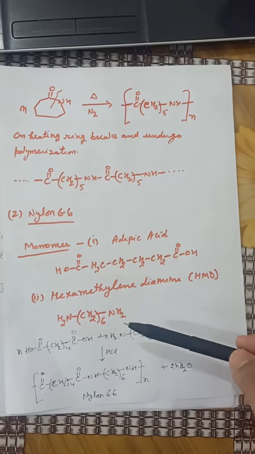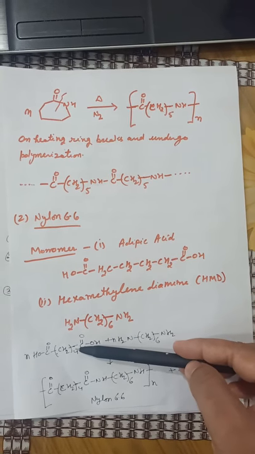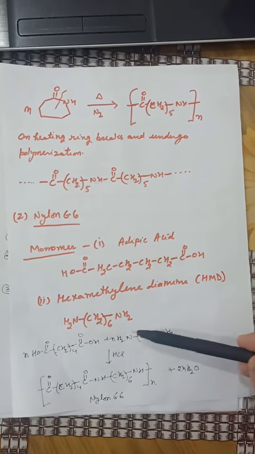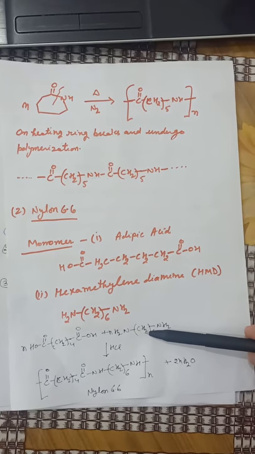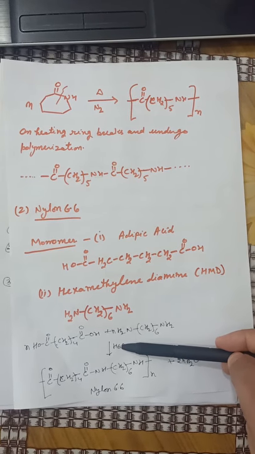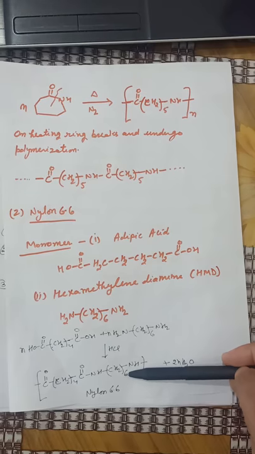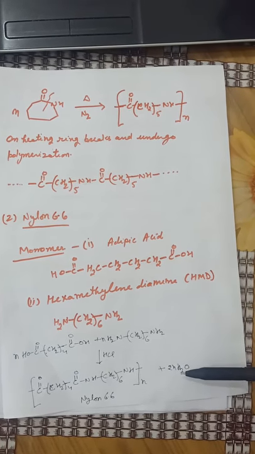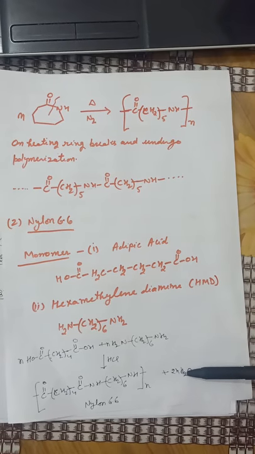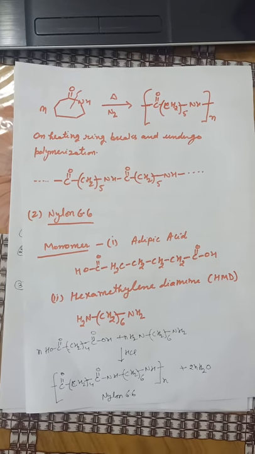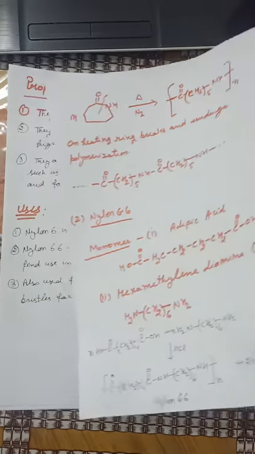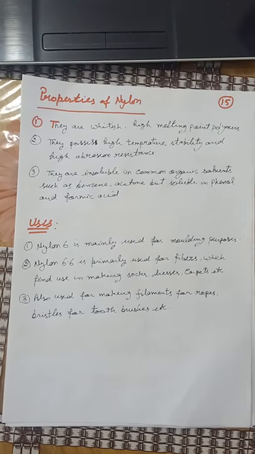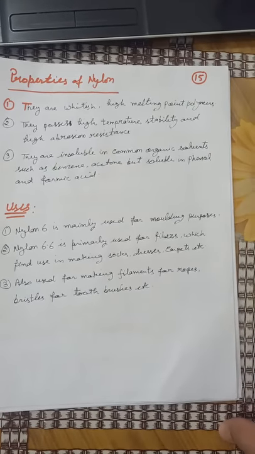Now n molecules of adipic acid are reacted with n molecules of hexamethylene diamine in presence of an acid like HCl, and you will obtain a nylon 6.6 polymer with the elimination of a water molecule. Since water is eliminating, it's an example of condensation polymerization.